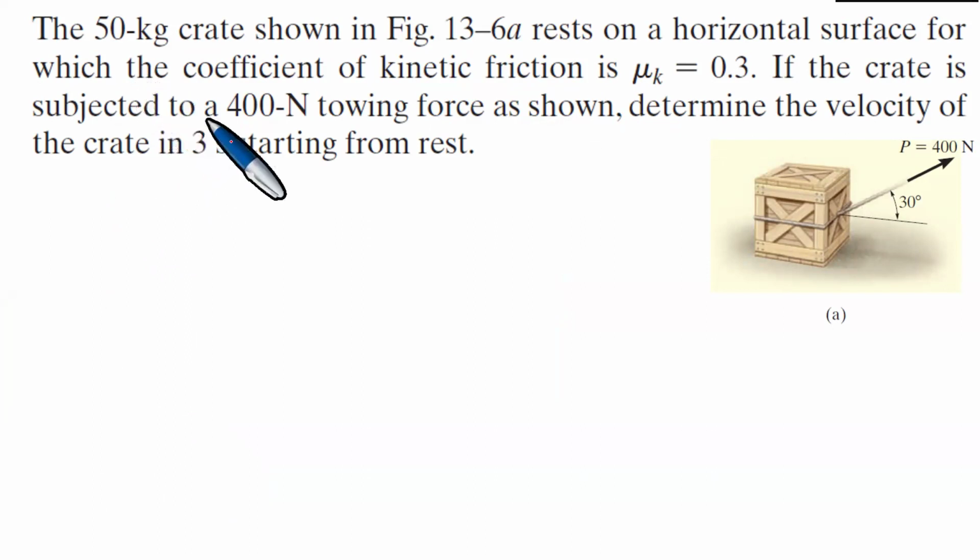I want us to look at this particular situation. A 50 kilogram crate shown in figure 13.6A, this particular diagram, rests on a horizontal surface for which the coefficient of kinetic friction is mu k equals 0.3. If the crate is subjected to a 400 Newton towing force, as shown, determine the velocity of the crate in 3 seconds, starting from rest. Let's discuss this from the inception of the topic and advance to questions on equilibrium and friction.